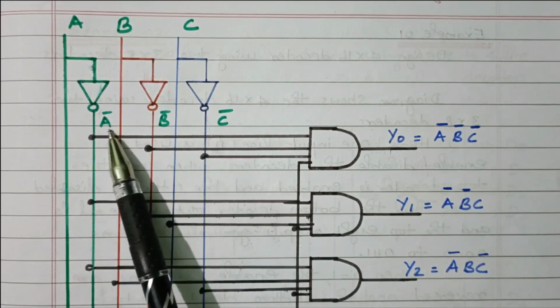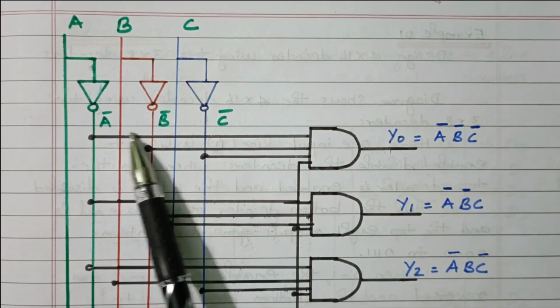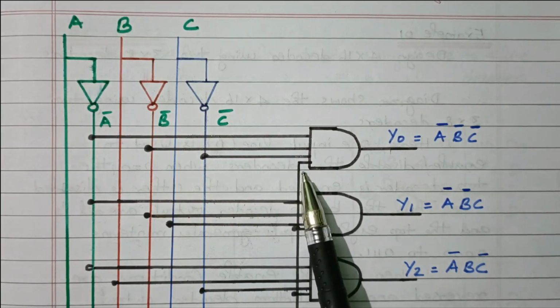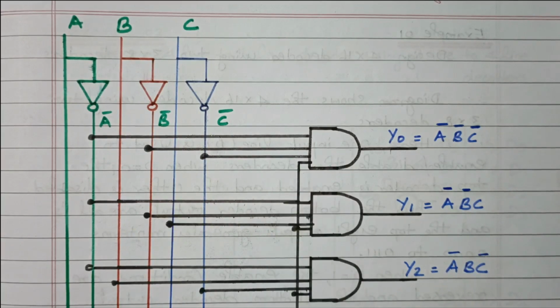Six possible inputs are available. According to our requirement, we can connect. So the 3 inputs are there. One more input, this is the enable. Now we'll see how we'll get the 8 different outputs.